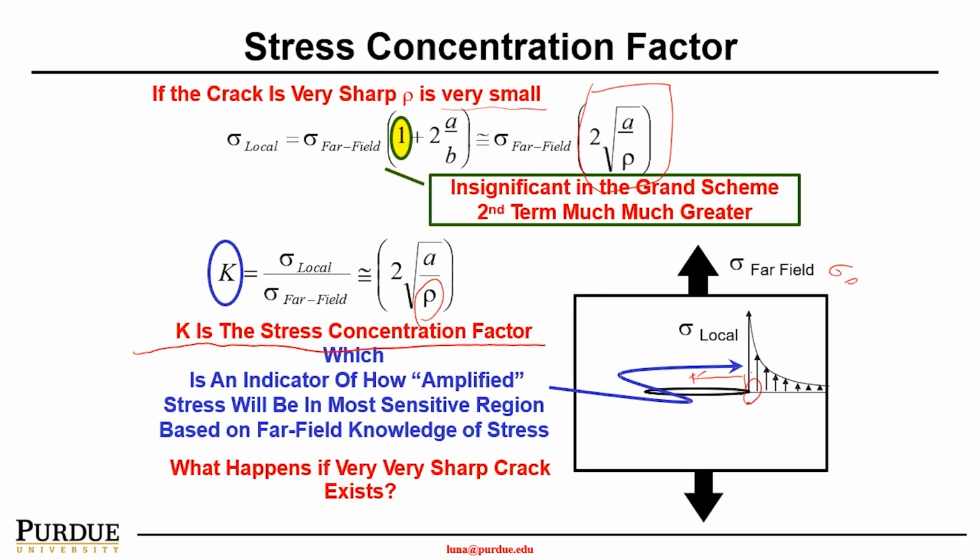That is the most sensitive region. So the stress concentration factor is used to study at what loading condition the stress will become very unstable. So what happens if a very, very, very sharp crack exists? That means rho approaches 0, so therefore K approaches infinity. From a physics standpoint, we understand this. However, from a mechanics standpoint, it's very hard to calculate.